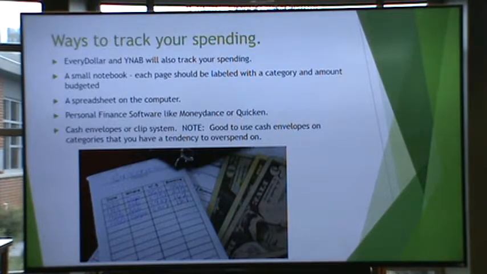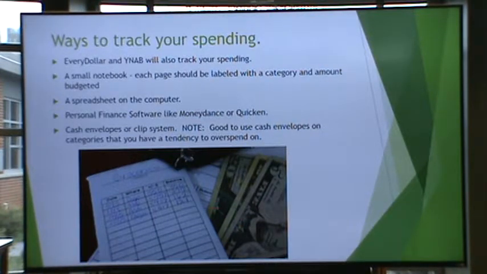The other way of keeping track is envelopes. Is everybody familiar with the envelope system? Something our grandparents used to do quite a bit. You can use real envelopes where you just write on the envelope, this is my grocery money, this is my entertainment money. This is our envelopes. This is what we use. It's basically a coupon holder that has little envelopes, and we just write on the tab which envelope it is.